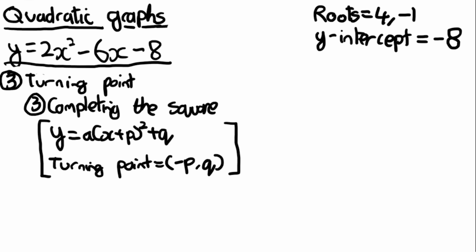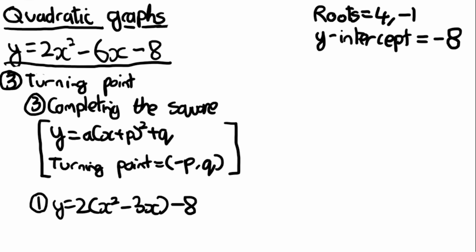But if you want to, you can just remember this rule here, and that's the only thing that you need to know. So for this example, y equals 2x squared minus 6x minus 8, we need to put it in the completed square form. So the first step, remember, is to factor out 2 or a. So you would do y is equal to 2(x squared minus 3x) minus 8. Remember that 8 will remain on the outside.